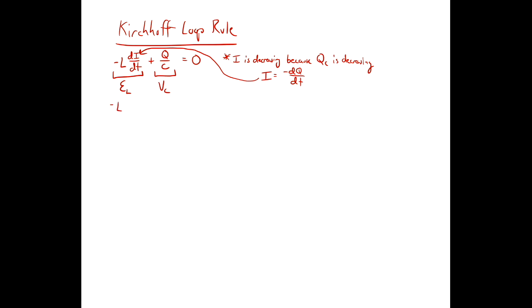So I've got minus L d dt of minus dq dt plus q over C equals 0. We've got a couple of positives and then a second derivative. So I've got L times the second derivative with respect to time of q plus q over C equals 0. And then let's divide through by L to get this in the form that I'd like it in.